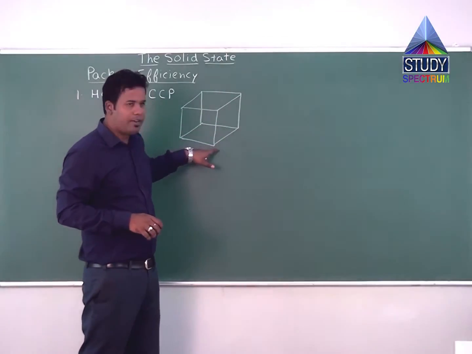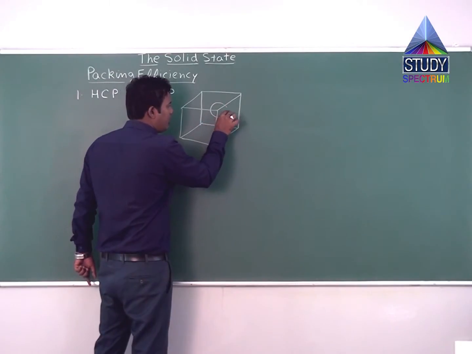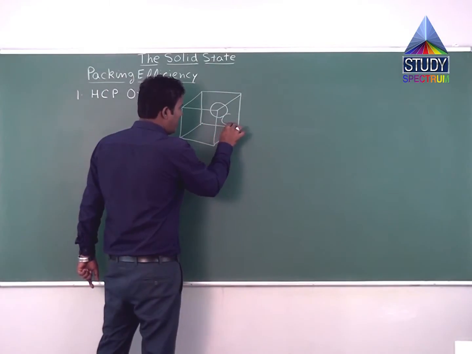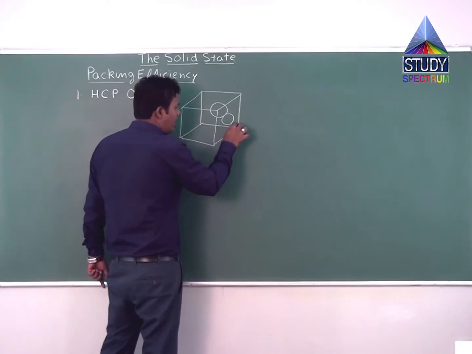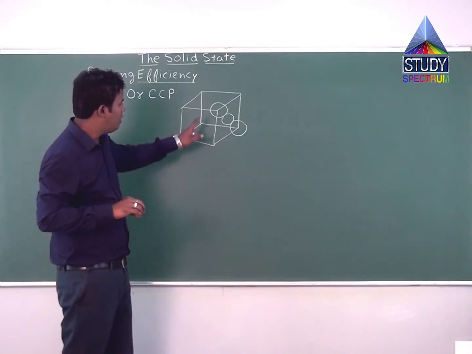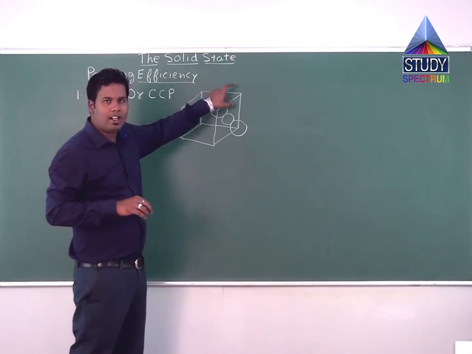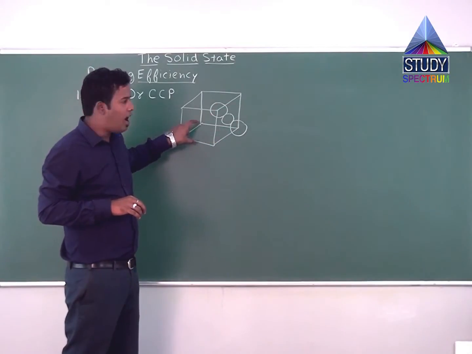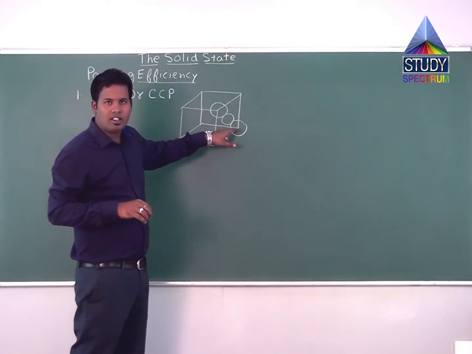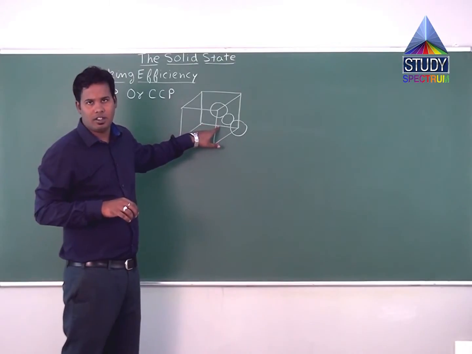take only one face at a time, and suppose this is the first sphere present at a corner. There is another sphere which is present at the center of this face, and another sphere which is present at the corner of this face. Correct? Although there are spheres at each corner of this cube and at the center of each face, we are considering only one face just for the sake of calculation of packing efficiency.